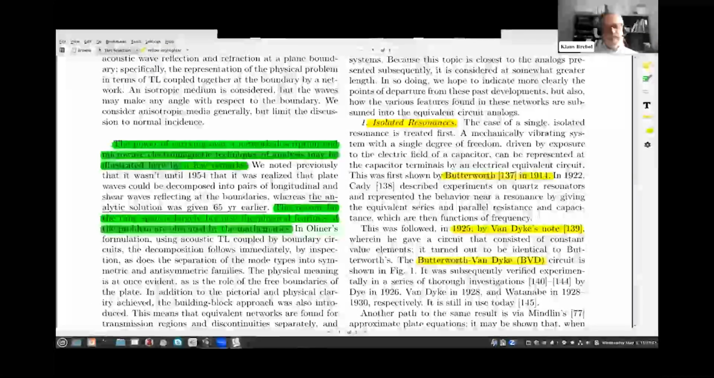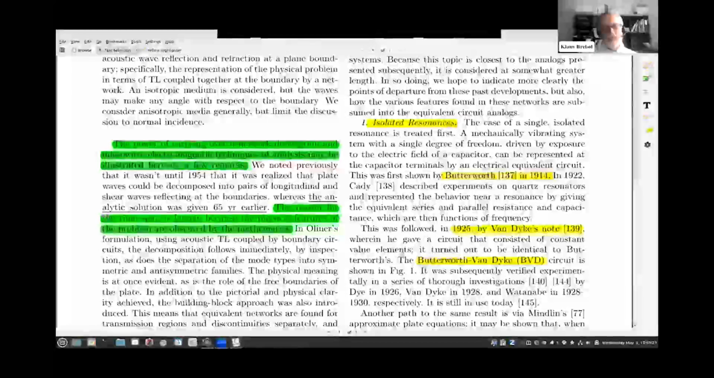And that is the following. "The power of carrying over a network description and microwave electromagnetic techniques of analysis may be illustrated here by a few remarks. We noted previously that it wasn't until 1954 that it was realized that the plate waves," he's talking about mechanical waves, "could be decomposed into pairs of longitudinal and shear waves reflecting at the boundaries, whereas the analytic solution was given 65 years earlier. The reason for the time span is largely because the physical features of the problem are obscured by the mathematics."